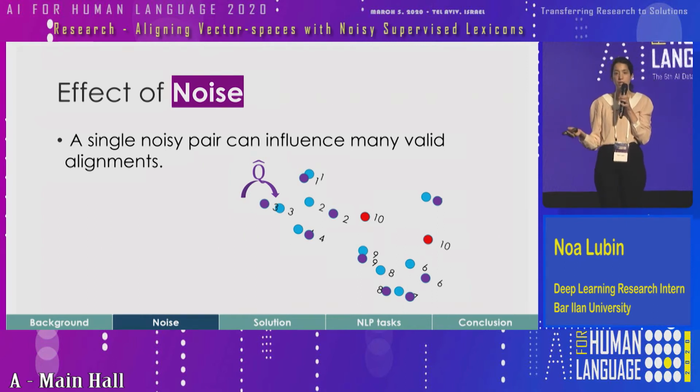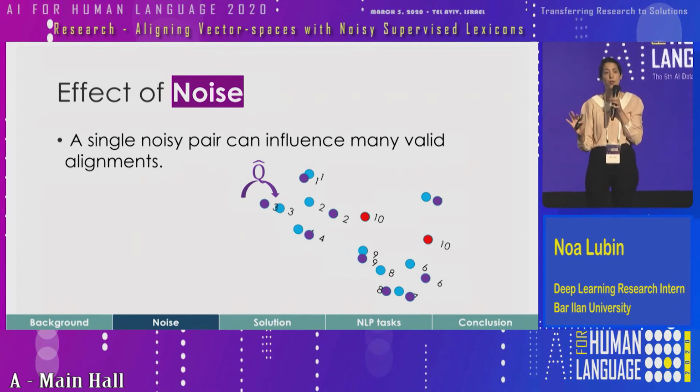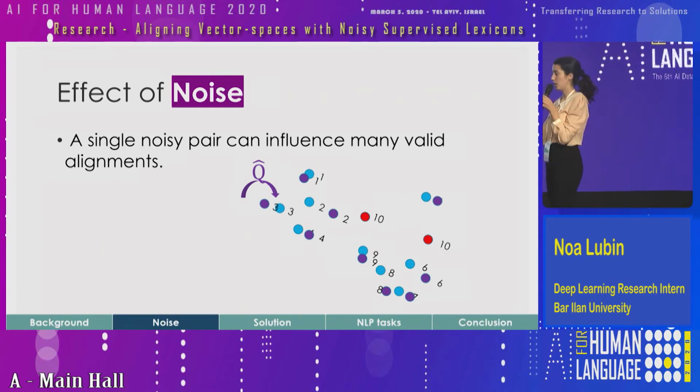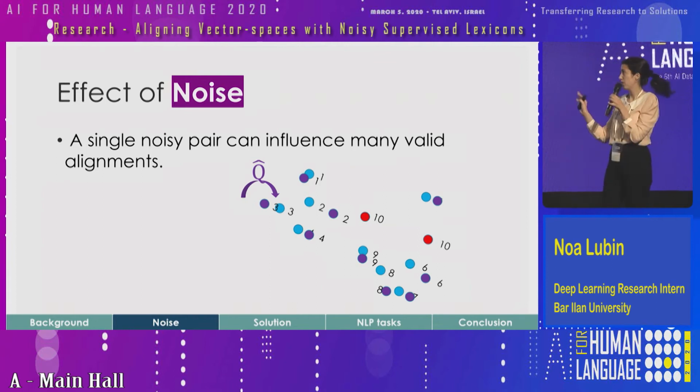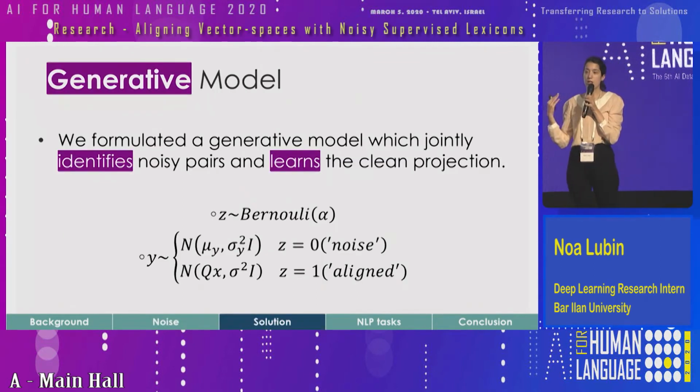Later I performed this experiment in a higher dimension using GloVe word embeddings and saw the same phenomenon: even a very small noise in my lexicon can result in a very bad translation matrix. So I proposed a solution, which is, I think, very intuitive. It's a generative model that both identifies the noisy pairs in the lexicon, and once it identifies them, it ignores them while learning the alignment matrix.